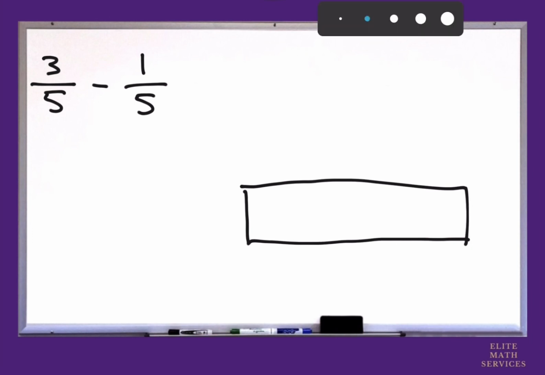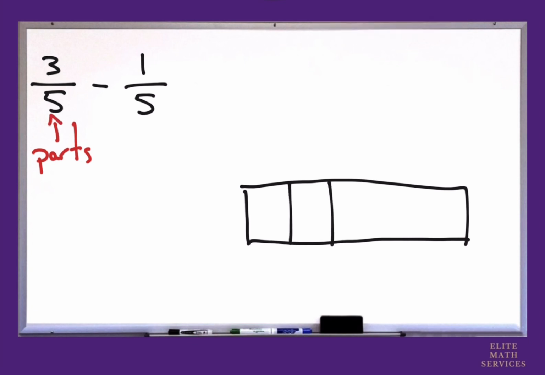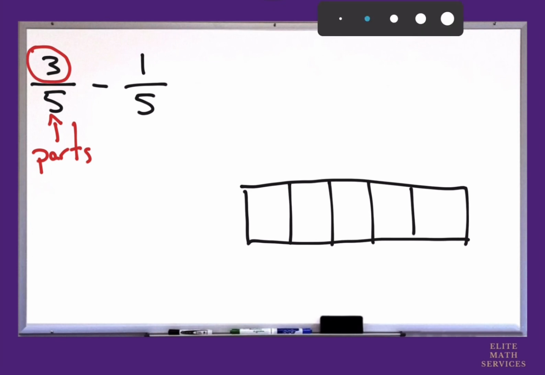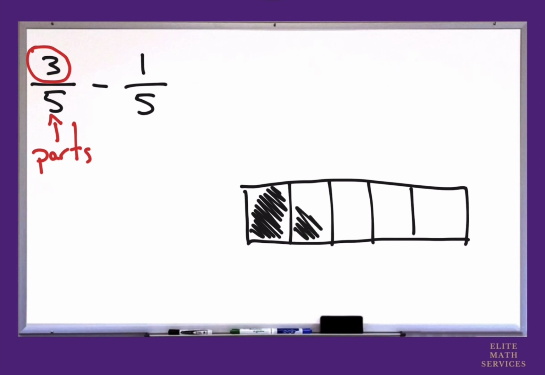We're going to identify our denominator, which is 5. And this denominator tells us how many parts we're going to have in our fraction strip. So we have 5 equal parts. Then our numerator is 3. So that tells me how many parts I need to shade in. We're going to have 3 parts shaded in.